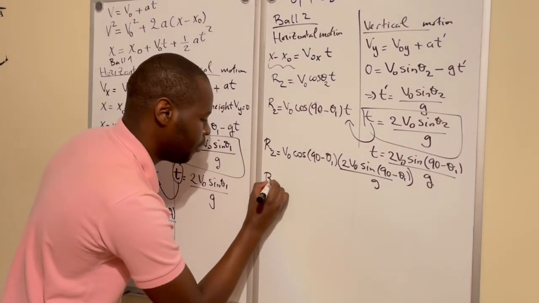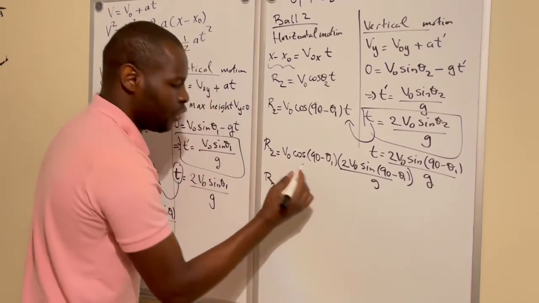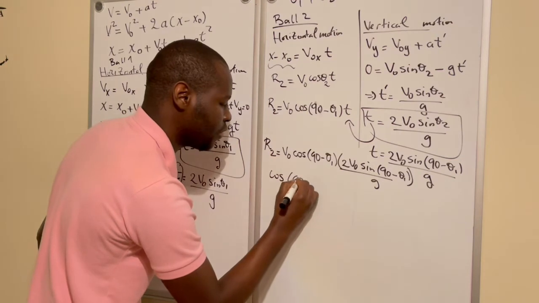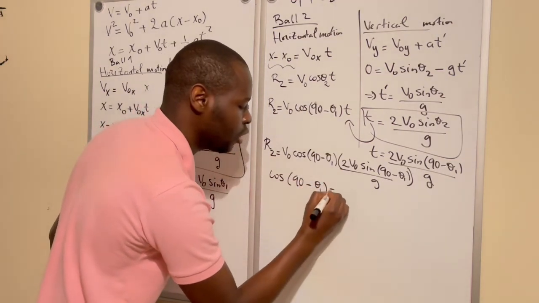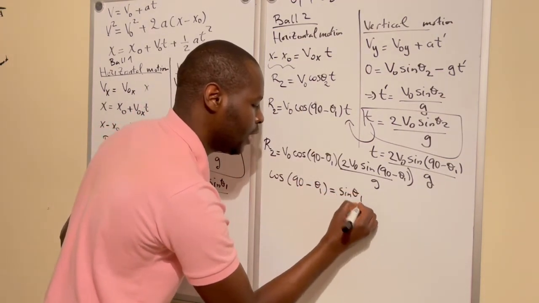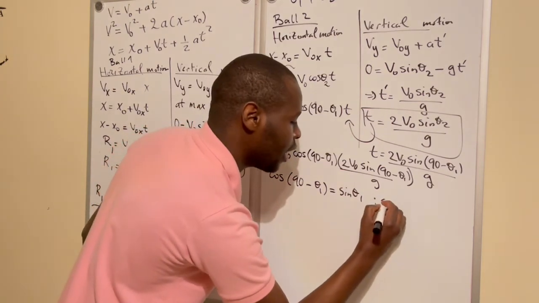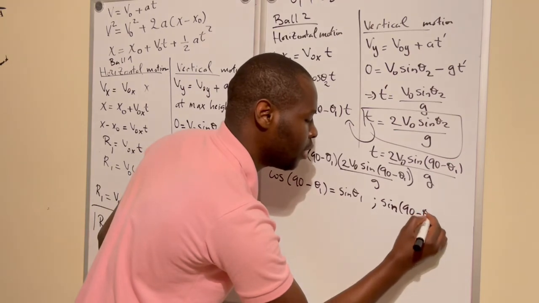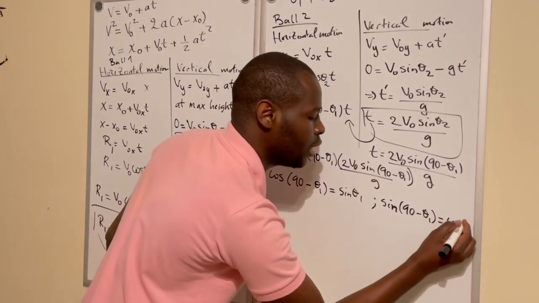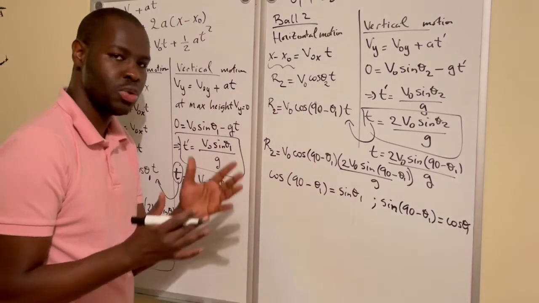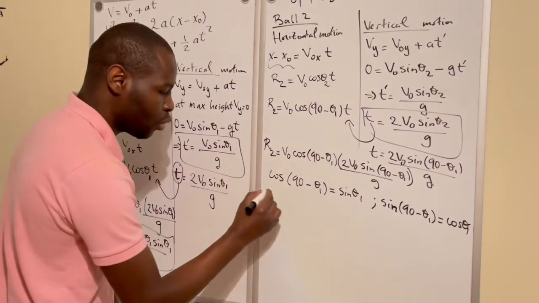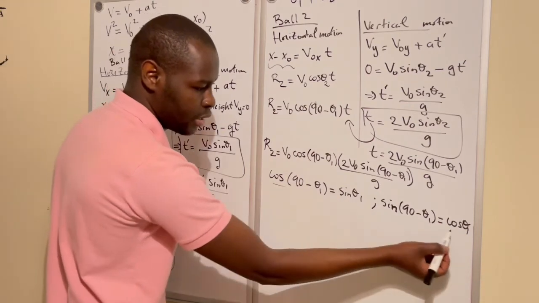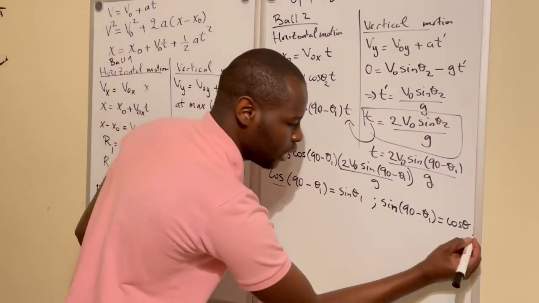So let's simplify. Since the angles are complementary, cosine of 90 minus theta 1 equals sine of theta 1, and sine of 90 minus theta 1 equals cosine of theta 1. That's what it means, by definition, for two angles to be complementary. So we can go ahead and substitute this value here as sine theta 1, and this one as cosine theta 1.